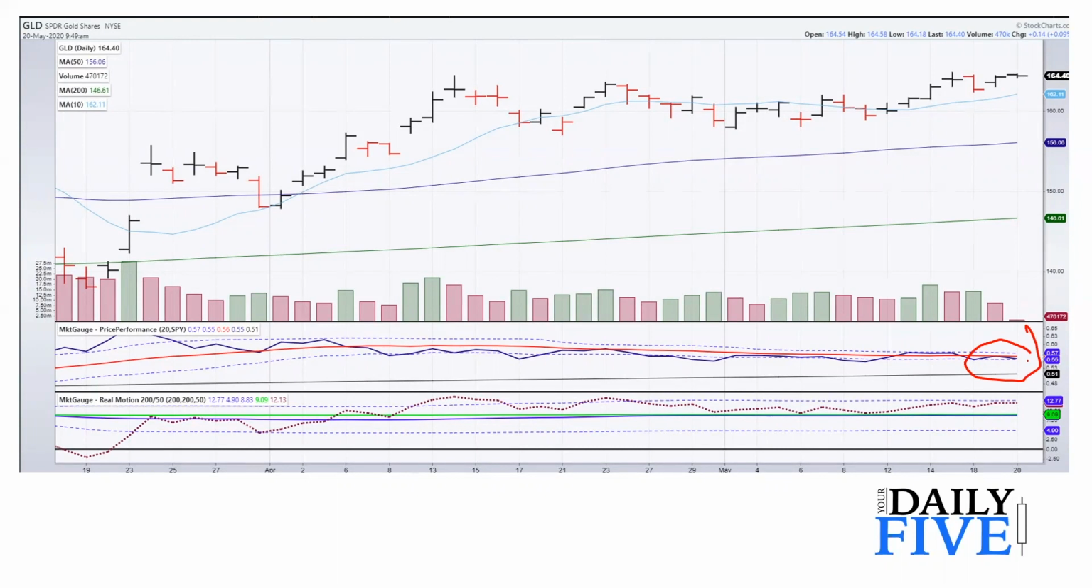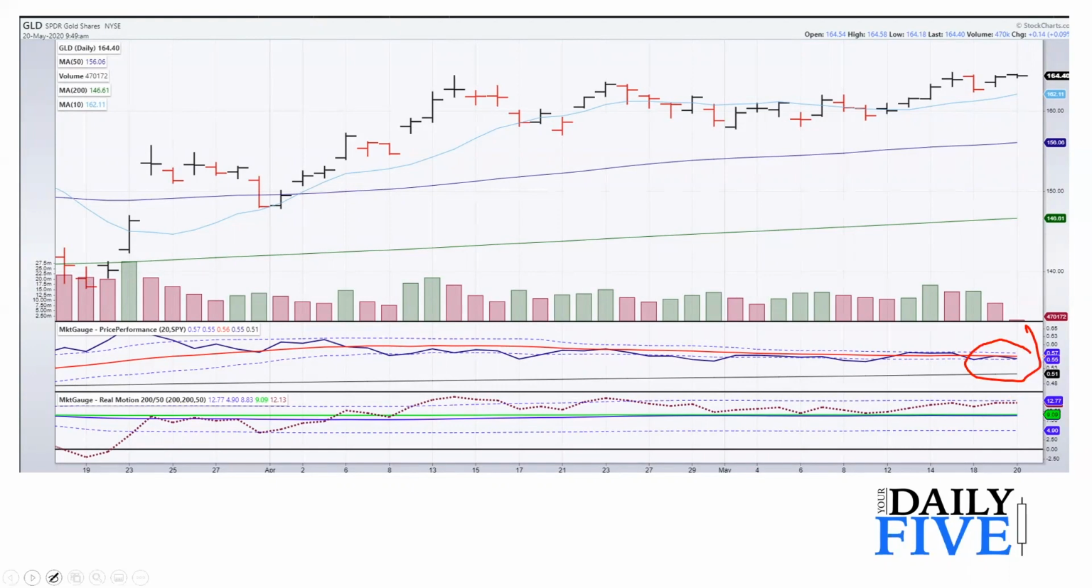If gold can hold and take out 165, not only is that a negative sign for the market, it might be a good opportunity if you've missed the boat to get into gold again. And of course, you can see the outperformance here in real motion. And even though it's waning here in momentum, it's certainly nothing horrible. And of course, if it takes out that Bollinger Band, off we go.